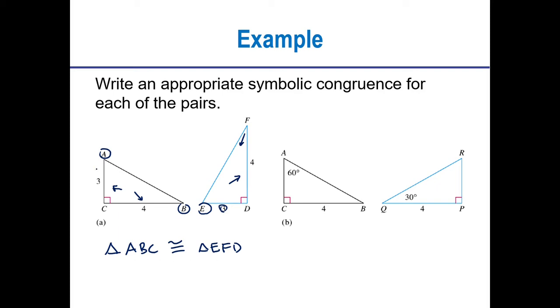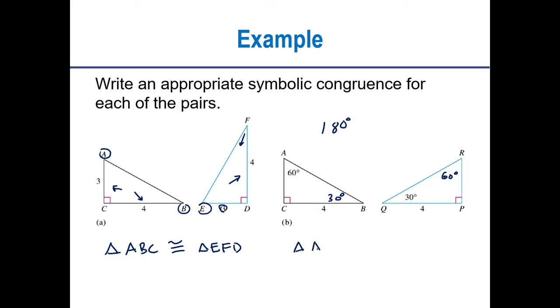Notice that angle A is equivalent to angle E, angle F is equivalent to angle B, and finally angle C, which is 90 degrees, is equivalent to angle D. I know in a triangle the angle sum, or the interior angle sum, must add up to 180 degrees. Since this is 60 degrees and this is 90 degrees, this has to be 30 degrees in order for the interior angle sum to be 180 degrees. And similarly here, this must be 60 degrees in order to add up to 180 degrees.